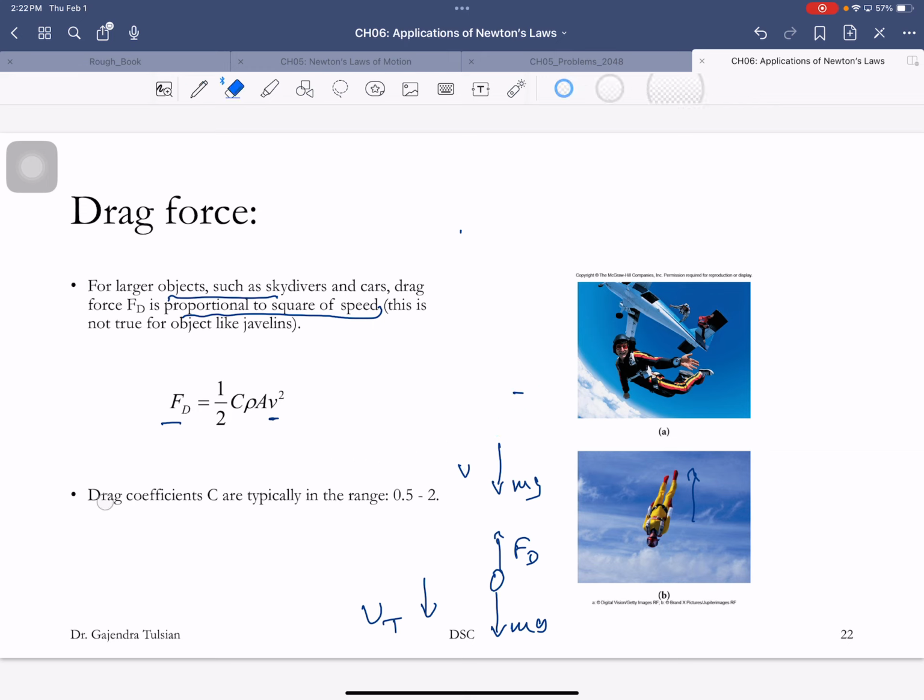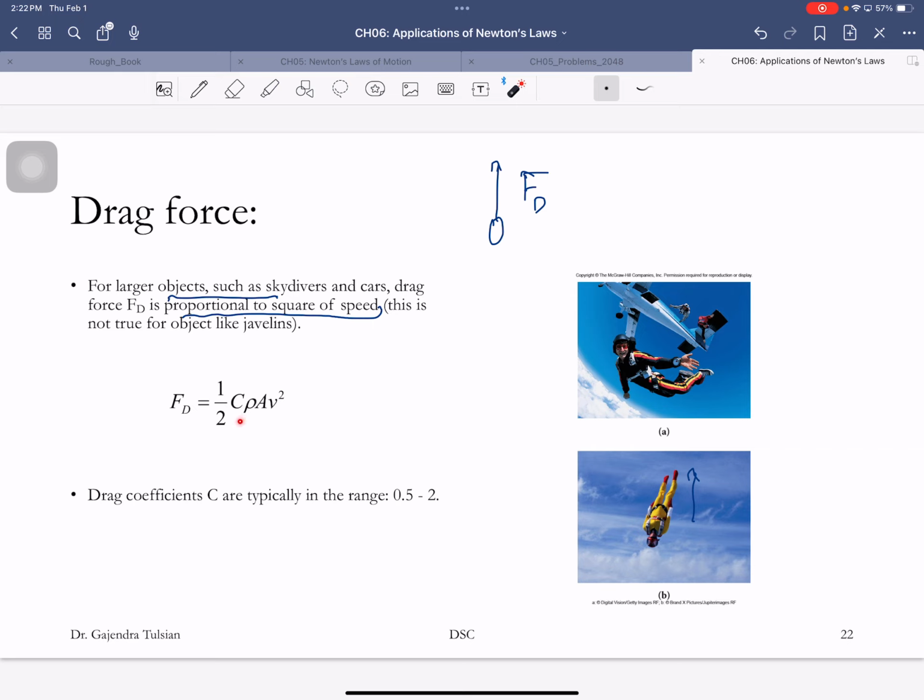So when you jump off a plane, here's the formula for the drag force. It's 1/2 times the drag coefficient. The drag coefficient depends on your shape and stuff like that. It's a dimensionless number between 0.5 and 2. For instance, for a Tesla, it's closer to 0.5. For a UPS truck, it's closer to 2.